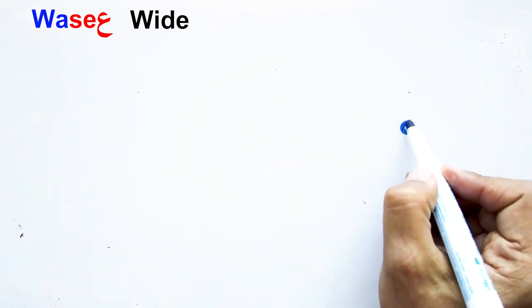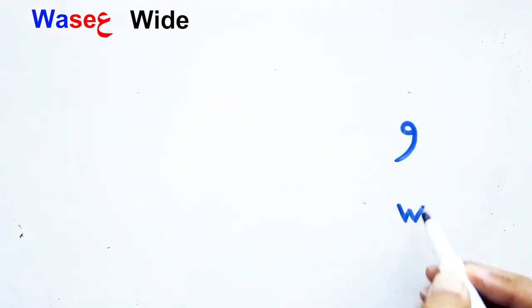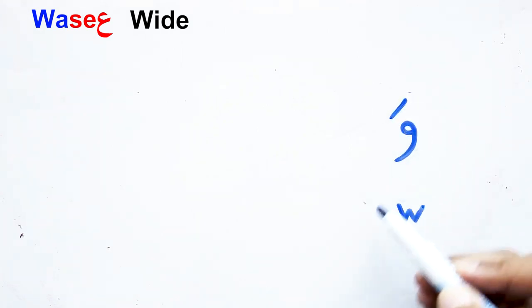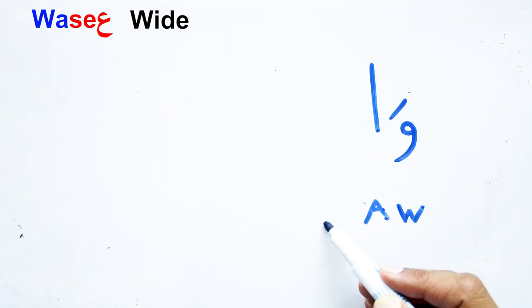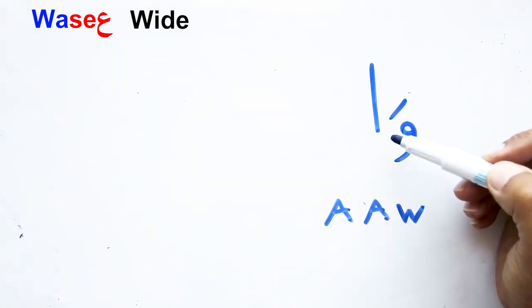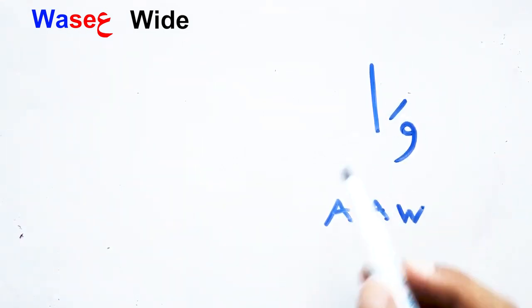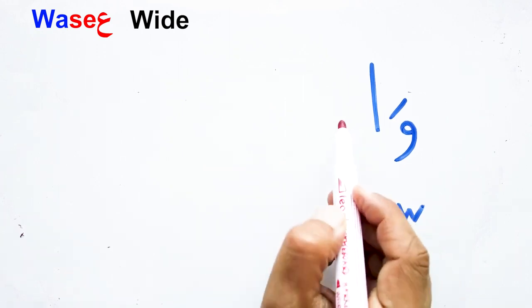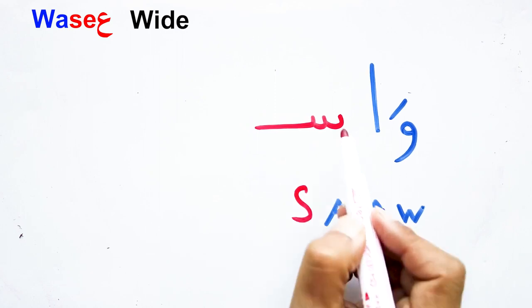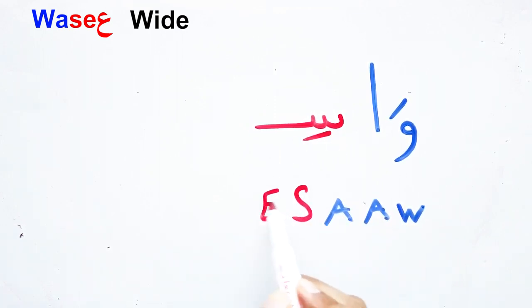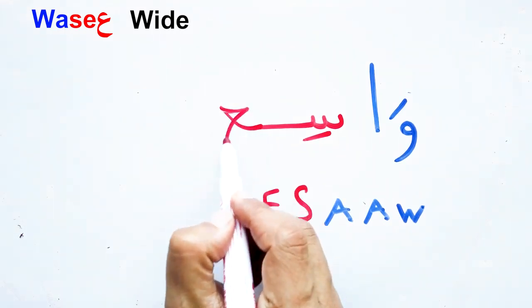واسع. The sound of W. Sound of A. Long vowel Aleph, so I'm going to add another one. Here, the sound of S, right? واسي, the sound of E. And then واسع. Try to train it now.